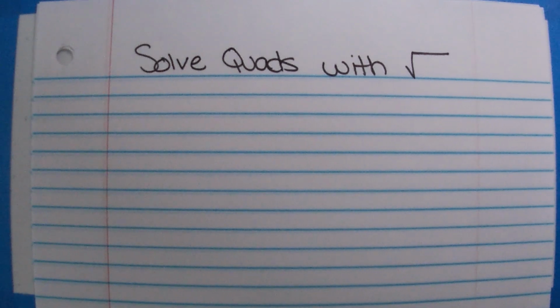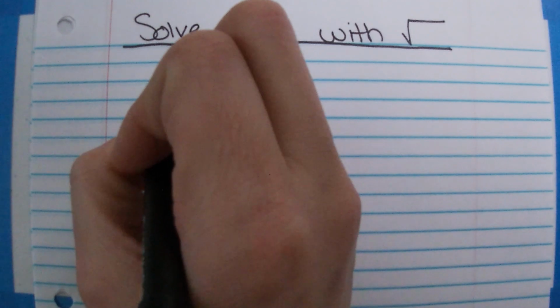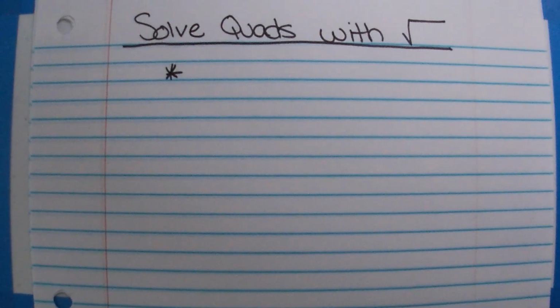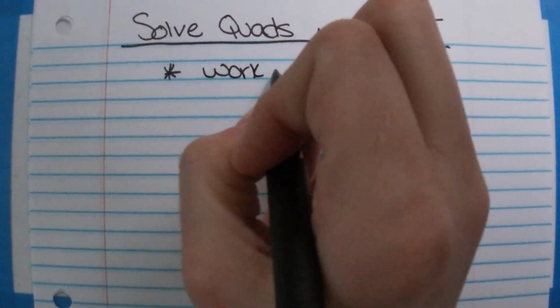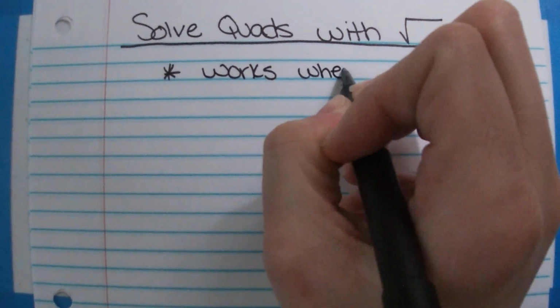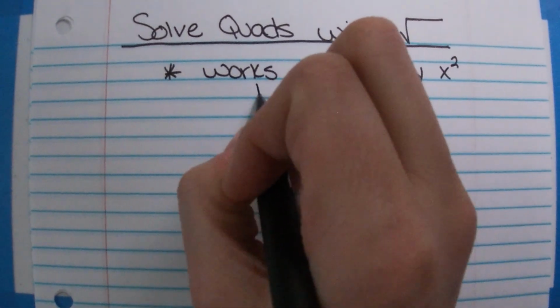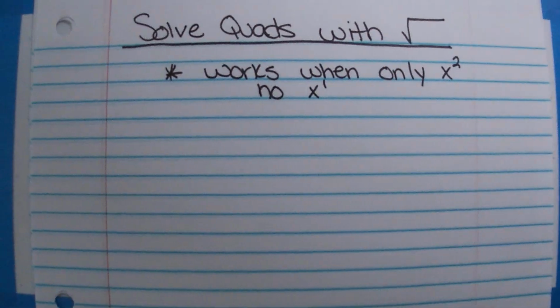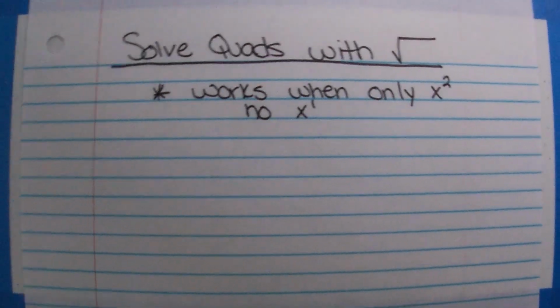Taking a square root. Now, the good news is that this is super simple. The bad news is that this is limited to when it will work. So this will only work when we only have x squared, which means we don't have an x to the first power involved. So it works when we only have an x squared.